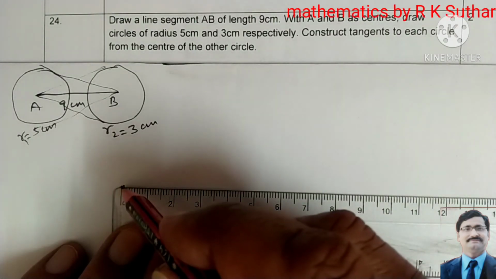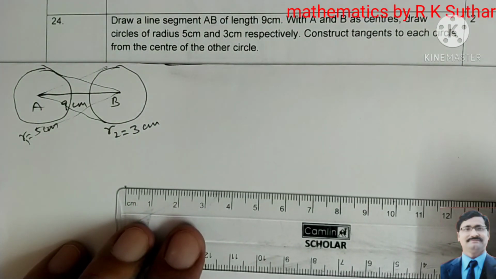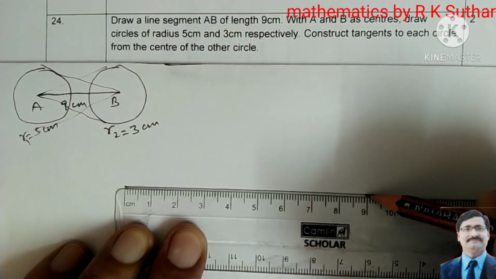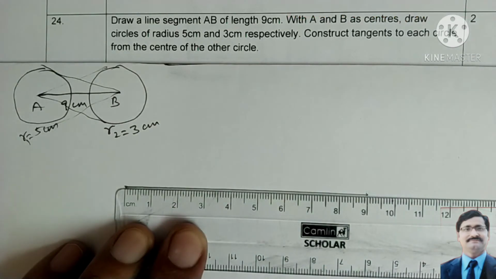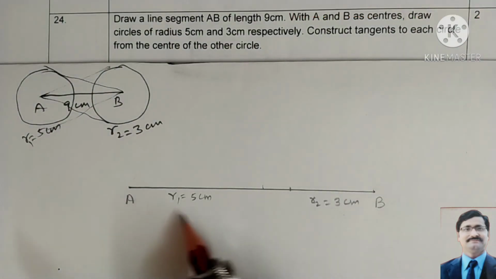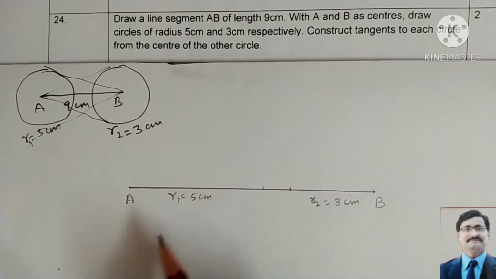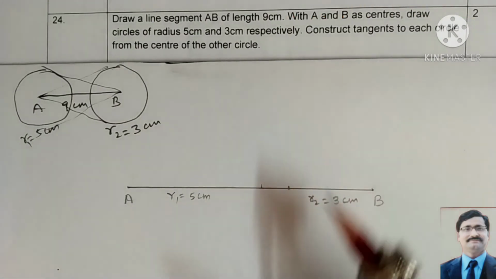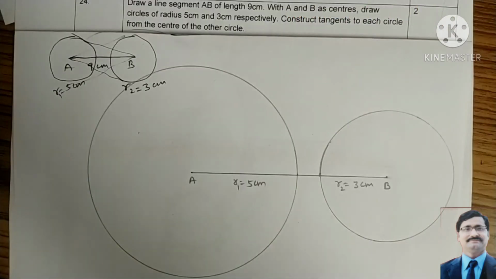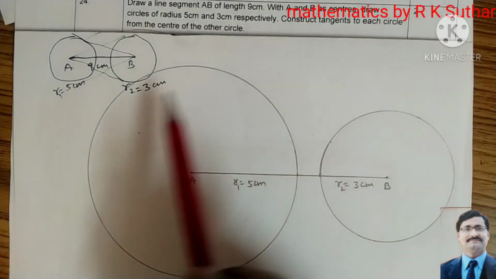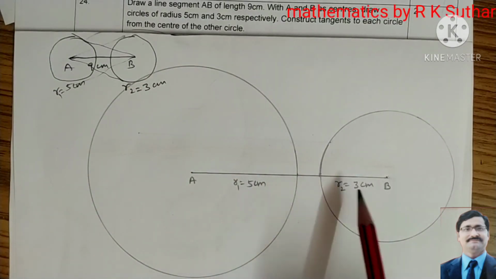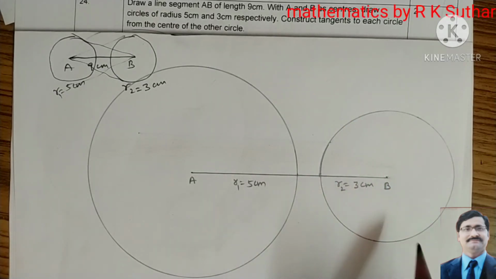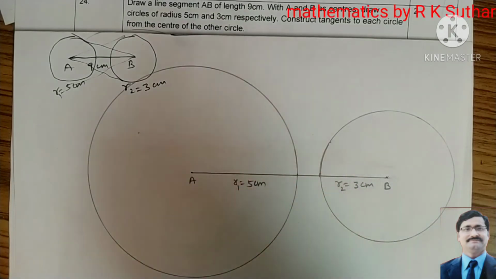First of all, we draw a line segment of 9 centimeter. So from here we draw a line segment of 9 centimeter. All of you understand these? Then we will mention here R1 equal to 5 centimeter. At A we draw a 5 centimeter circle, and at B we will draw a circle of 3 centimeter. All of you understand this? Then we will draw a perpendicular bisector of AB.